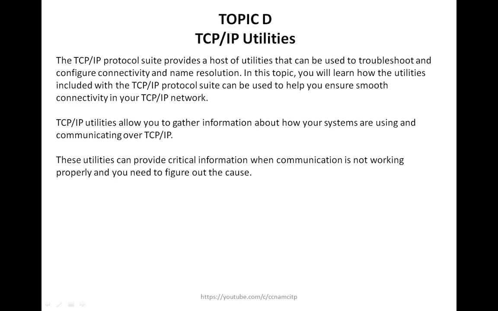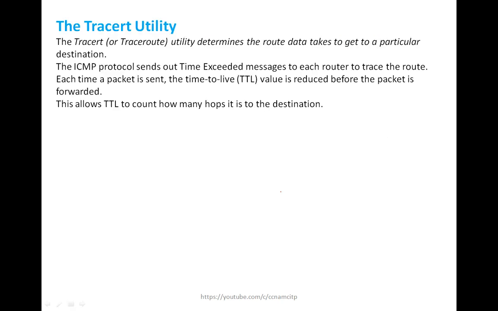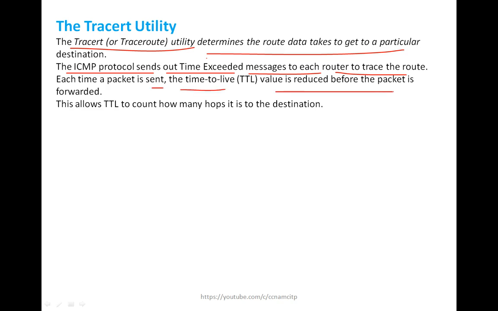Next, guys, next topic D, TCP/IP utilities. In this we will see what TCP/IP utilities we have available. So tracert, the first utility, is used to determine the route data takes to get to a particular destination, and the ICMP protocol sends out time exceeded messages to each router to trace the route. Each time a packet is sent, the TTL value is reduced before the packet is forwarded. This allows TTL to count how many hops it is to the destination.